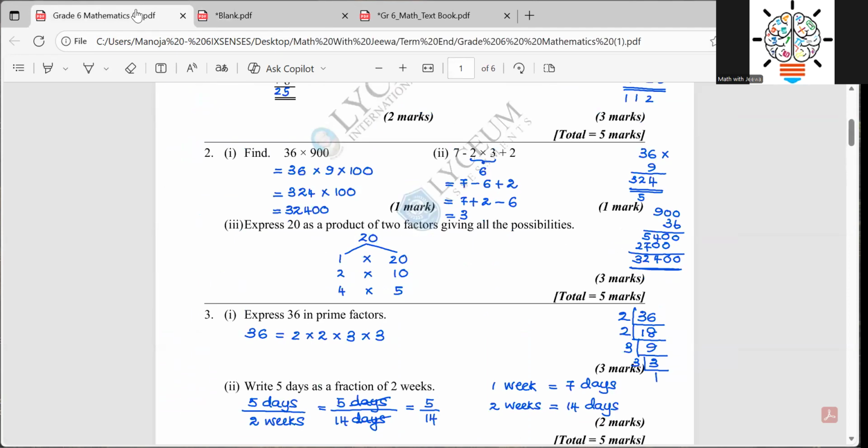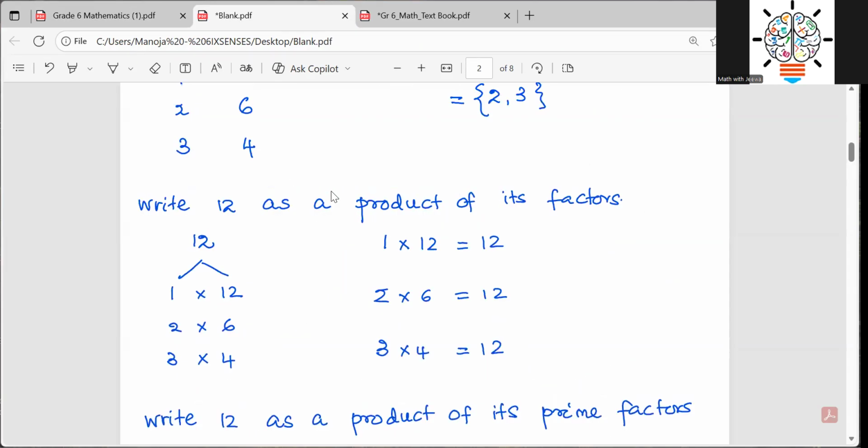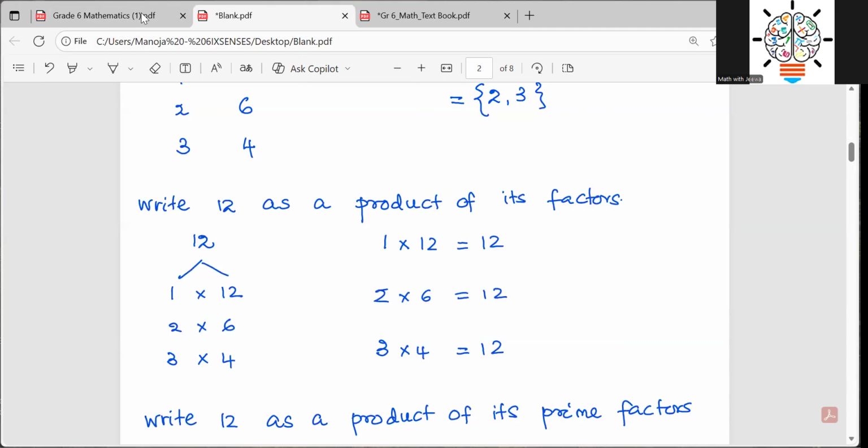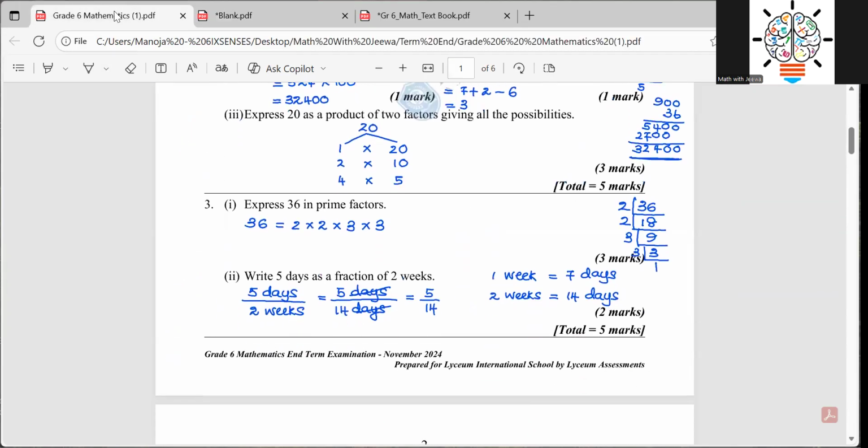Here they have asked you to write 20 as a product of two factors, giving all the possibilities. In that case, you want to write everything, all the possibilities. But if they just ask you to write 12 as a product of its factors, you can write one of them. No need to write all 3. But if they have asked you to write all the possibilities, then you want to show all these 3. Okay? Then we will move to the next one.